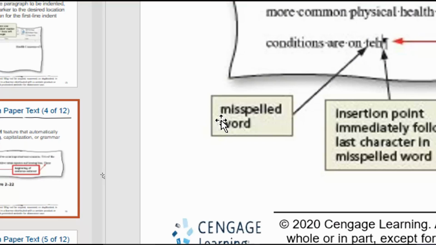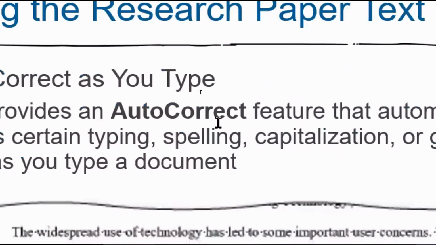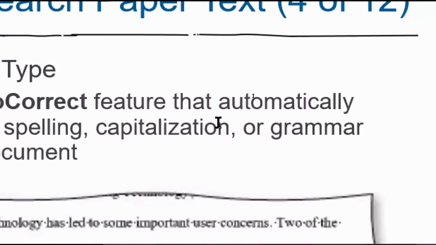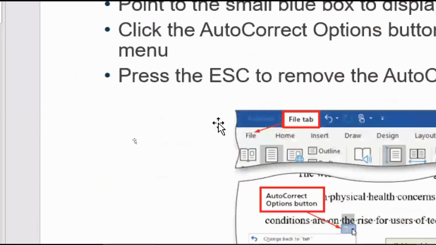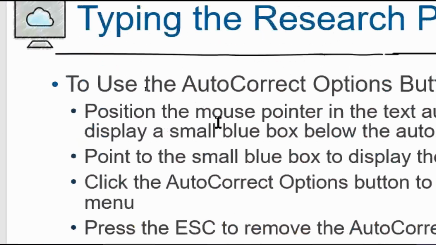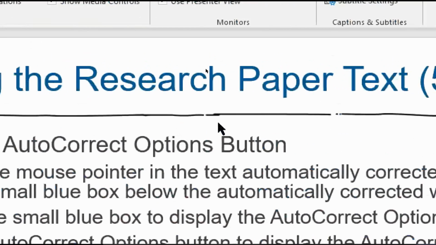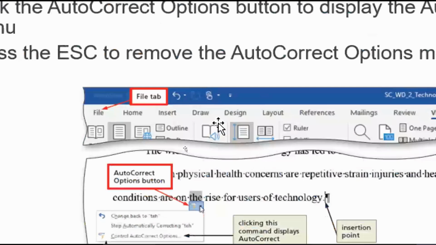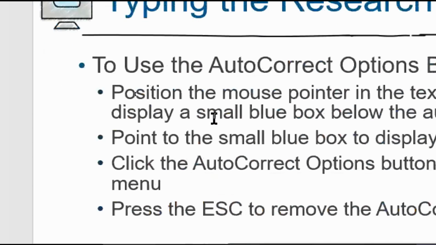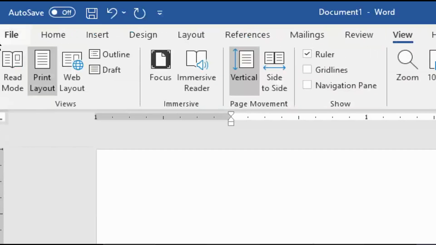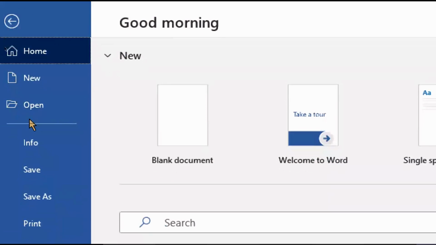There was something else to point out here. And there is the, okay, the autocorrect options button. These are all over the place. It's hard to remember the order of everything.